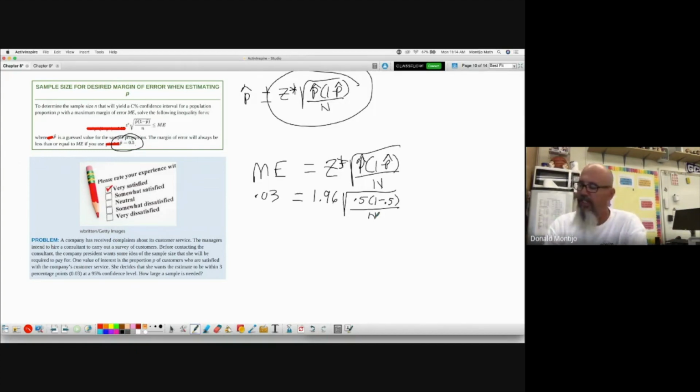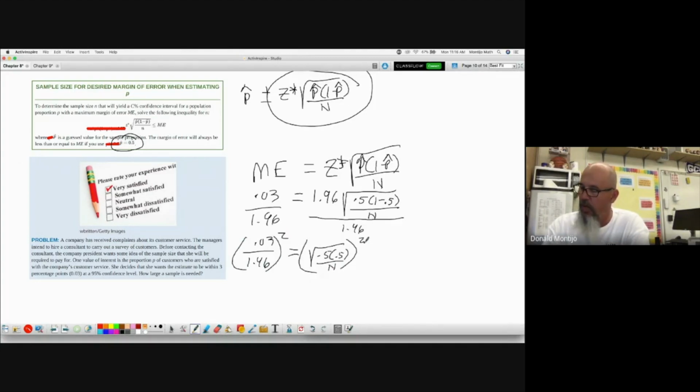I need to solve this equation for n. Now we're going to do some basic algebra. So the first step is let's divide both sides by 1.96. I'm trying to get n by itself. So I have 0.03 over 1.96 equals the square root of 0.5 times 0.5 divided by n. Now I need to get rid of this square root. So the inverse operation of square rooting something is squaring it. So now I have 0.25 divided by n is equal to 0.03 divided by 1.96 squared.